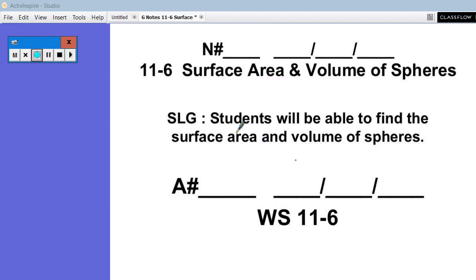Today we're going to be dealing with the surface area and volume of spheres. We're also going to be dealing with hemispheres. So let's go ahead and take a look at what a sphere looks like.